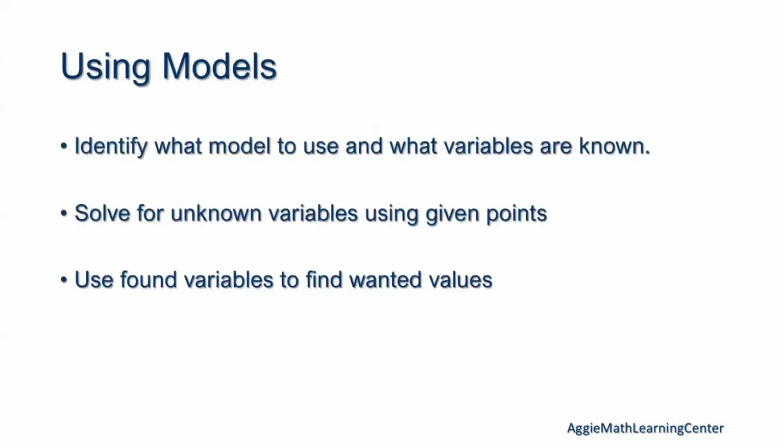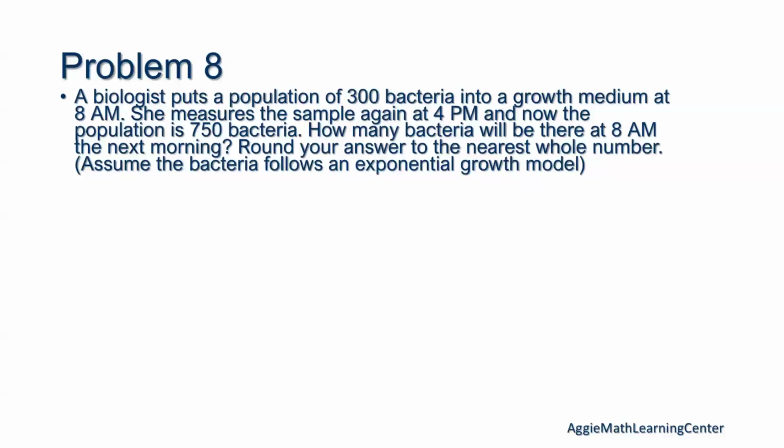So, using models. Can you remember it just as the PERT formula? PERT. P is your initial population times e raised to your rate times time. So problem 8 here. A biologist puts a population of 300 bacteria into a growth medium at 8 a.m. As I'm reading the problem, I identify what they're giving me. At first they're giving 300 bacteria at the start, so that's your original amount: 300.